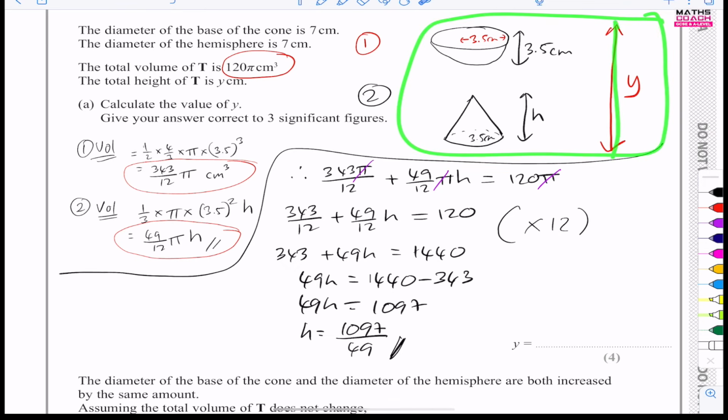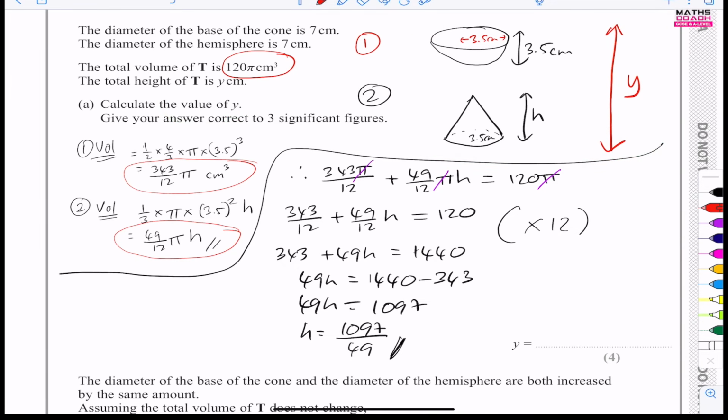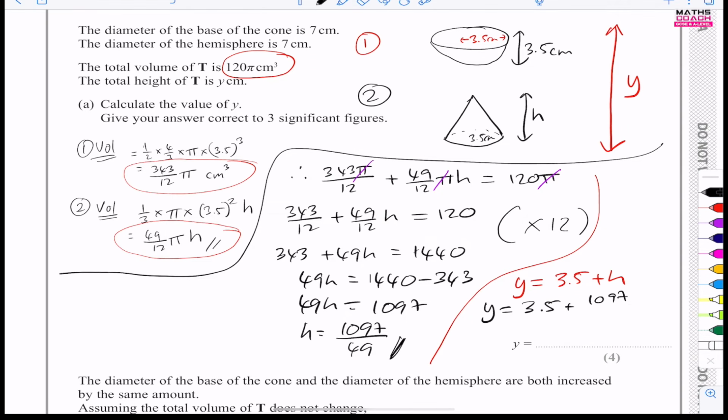Y, remember that's what we need to find anyway. We need to find the value of y. Y is equal to 3.5 plus h. Well, that would be 3.5 plus 197 over 49, which is what h is. So knock that into your calculator, and that gives us a value for y, which is 25.9 to three significant figures.